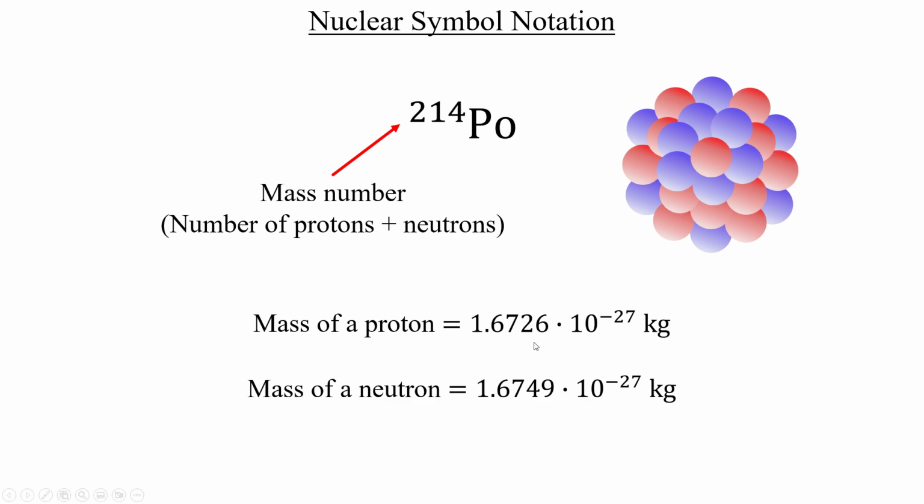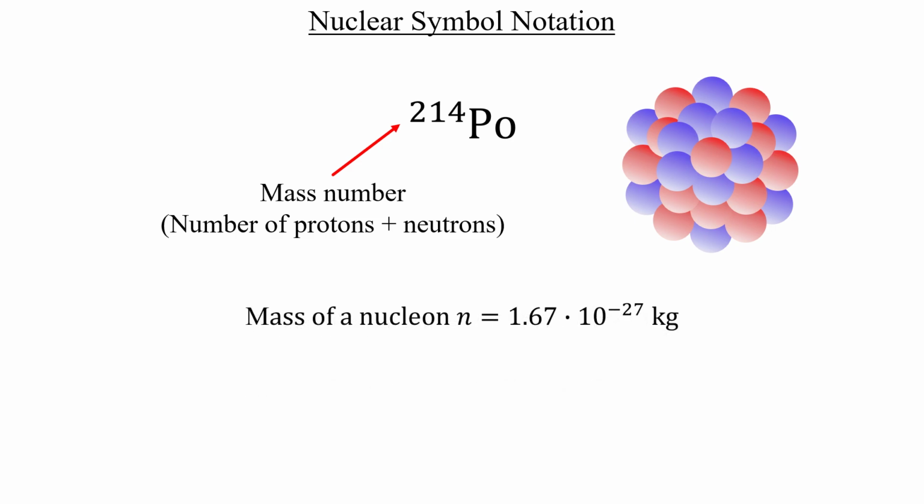Let's ignore the super tiny differences in mass between these and just use three significant figures. So 1.67. I'll label the mass of one of these individual subatomic particles lowercase n for nucleon, which is a particle physics term which means proton or neutron. Thus, the total mass of our polonium-214 nucleus can be expressed as 214n.